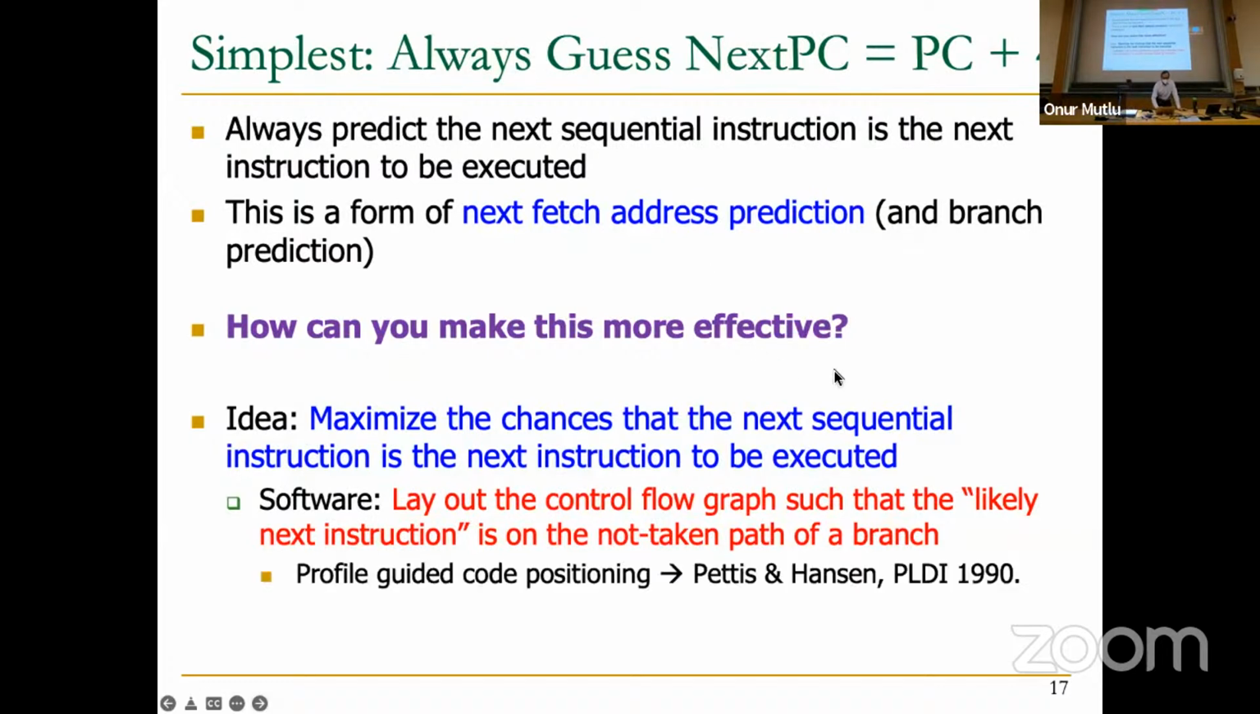Okay, so this is actually employed by many compilers today. This is a beautiful paper that was written by Pettis and Hansen, Profile Guided Code Positioning, in 1990 in PLDI, Programming Language Design and Implementation.